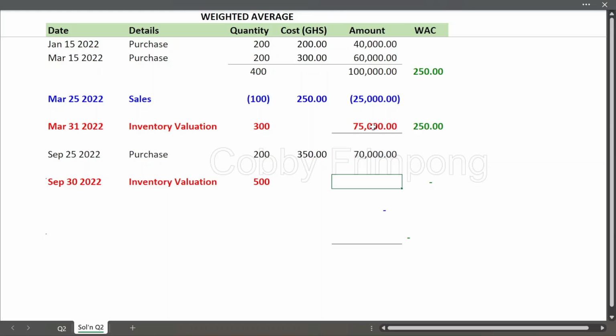From the last valuation, our inventory was valued at 75,000, and we've added 70,000. The sum will give us 145,000 Ghana cedis. We need to find an average cost or a weighted average cost. 145,000 divided by the quantity 500 will give us a weighted average cost of 290. This will be our new weighted average cost per unit.